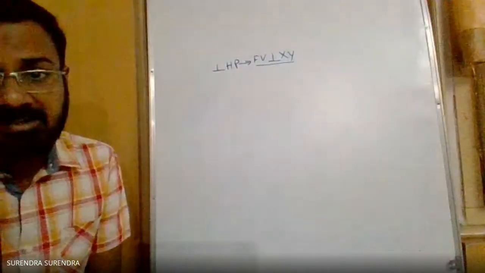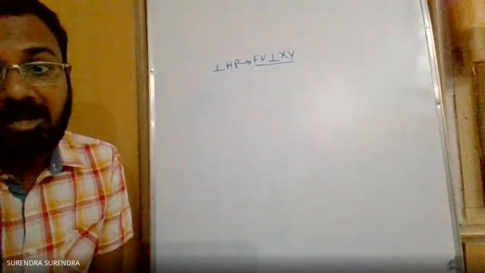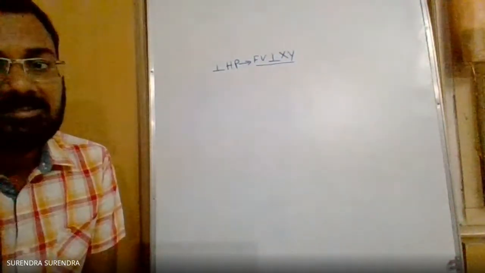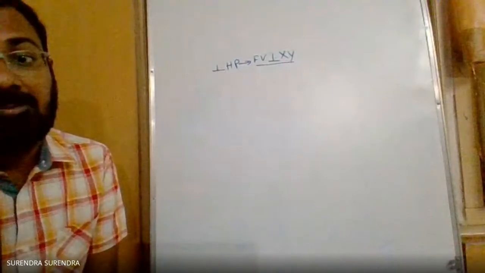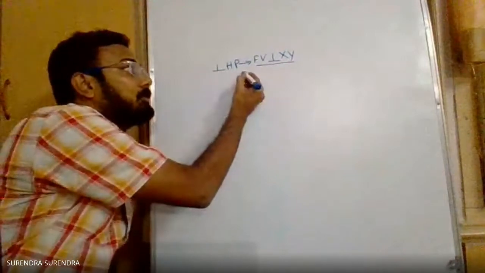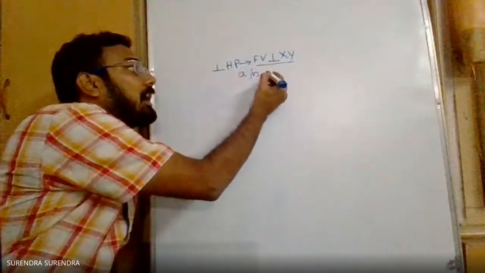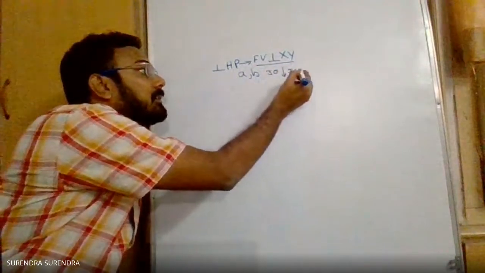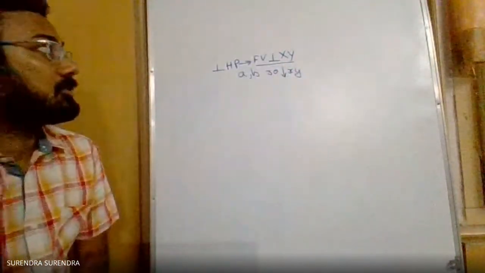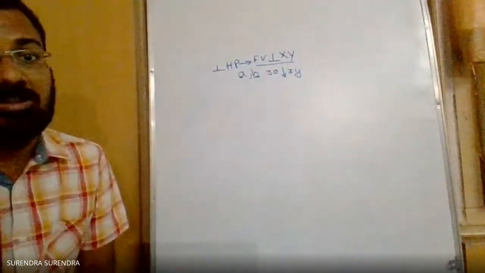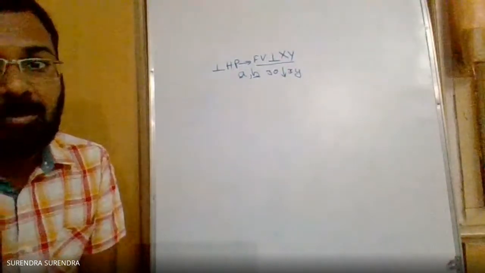Yes, sir. Okay. And the next condition: 30 mm in front of VP. The complete line is 30 mm in front of the VP, which means both the endpoints in the top view, A and B, are 30 mm below XY. As it is a top view, we represent them without dashes. So both the top view points are at a distance of 30 mm below the XY line.